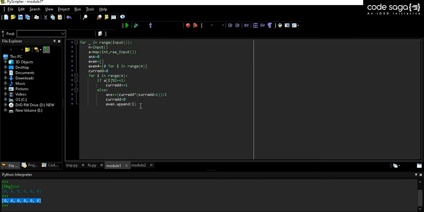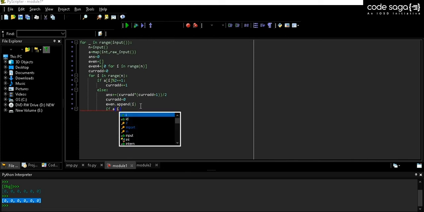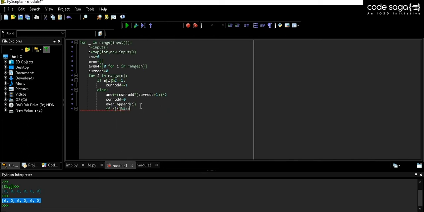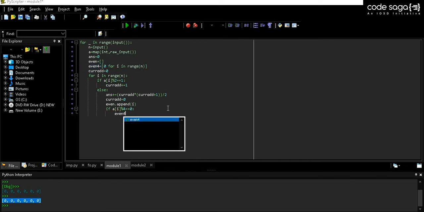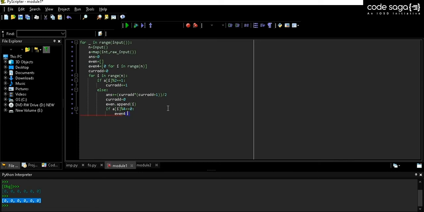And we also have to check if A of i modulo 4 equal to 0, that is the number itself has a factor of 4. Then in this even4, we will make even4 of i equal to 1. So for every i that has a factor of 4, it will be 1, else it will be 0 in this array. So it will be a binary array showing us which numbers have a factor of 4.